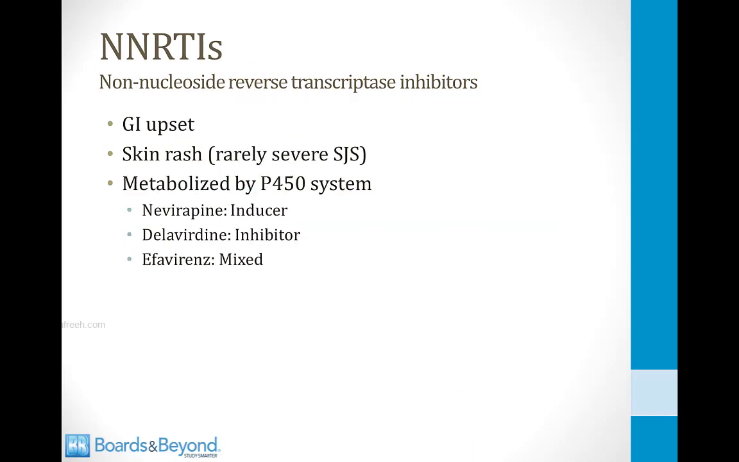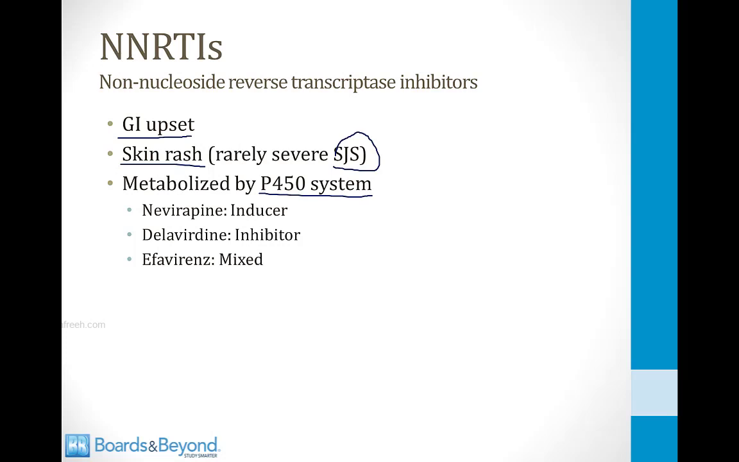Side effects of the NNRTI class include GI upset. Some patients develop a skin rash. Very rarely, this can become severe and progress to things like the Stevens-Johnson syndrome. And then you should know that these drugs are metabolized by the cytochrome P450 system in the liver. This means that their levels can go up or down when they're co-administered with other drugs.